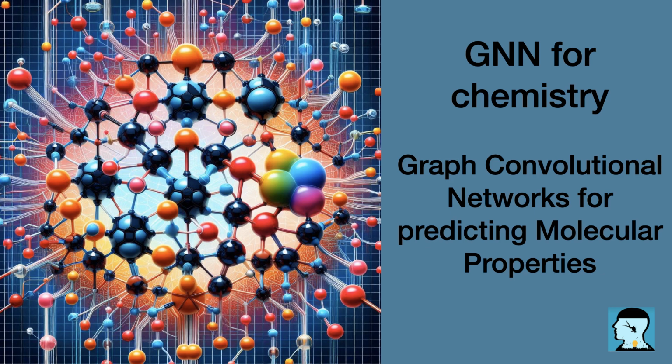Graph convolutional networks, GCNs, are a type of neural network that can be used to predict molecular properties. GCNs work by representing molecules as graphs, where the nodes of the graph represent atoms and the edges of the graph represent bonds between atoms. The GCN then learns to predict the properties of a molecule by learning to identify patterns in the graph.